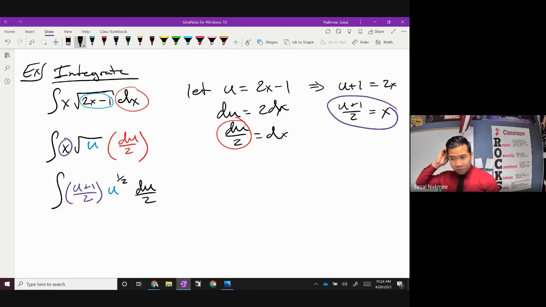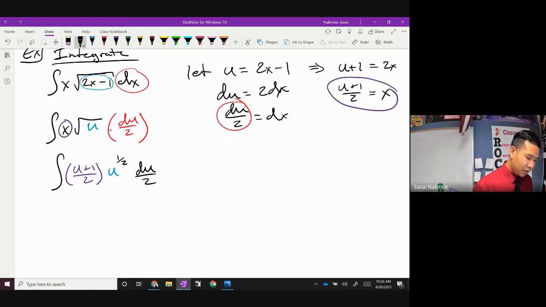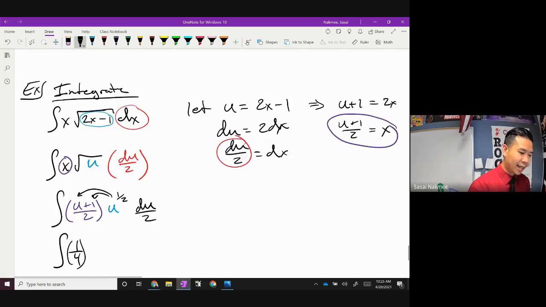You ready for this? You can clean this up and simplify this. The u plus 1 over 2 and the du over 2, that's the same thing as 1 over 4. Would you guys agree? That's the same thing as 1 over 4. And then the u to the 1/2, I can distribute and multiply with this right here. Where did I get the u plus 1? Originally, it was u is equal to 2x minus 1. I added 1 to both sides.